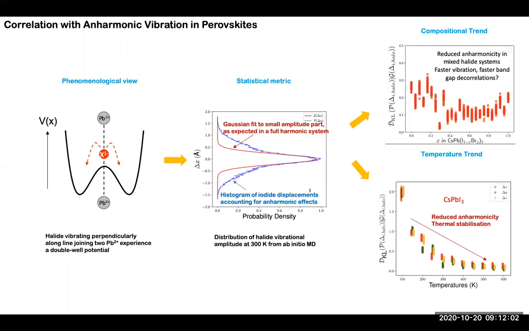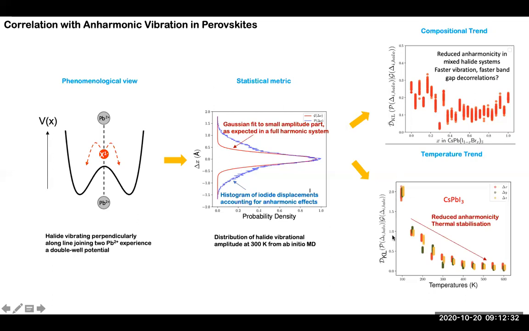So the idea is that if the blue curve looks very different from the red curve, you will have something that's quite anharmonic. And this is what we did here to look at how the anharmonicity of halogen vibration changes as a function of composition. And for this material, somehow it's quite irregular.